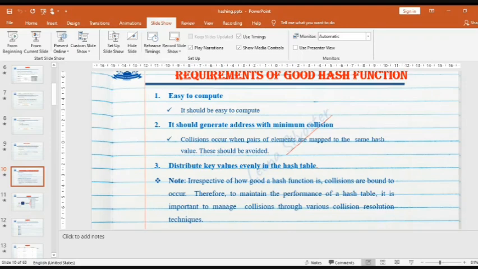Irrespective of how good a hash function is, collisions are bound to occur. Therefore, to maintain the performance of a hash table, it is important to manage collisions through various collision resolution techniques. First, we apply a hash function to all the numbers. After applying the hash function, each key is mapped to some index. If a collision occurs, meaning more than one key is mapped to a particular index, then we have to apply some collision resolution technique.